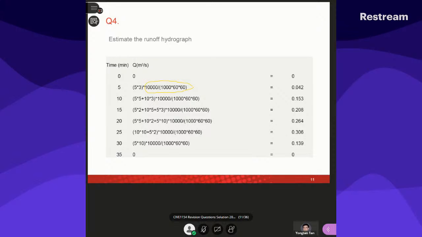Of course, you can plot the input hydrograph, for example by using graph paper. Any questions about this? Any questions about these questions? Hello, any questions?